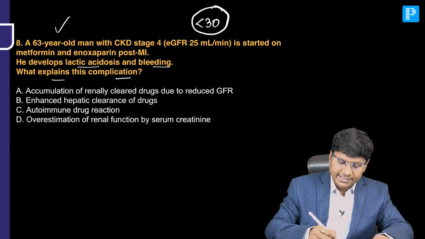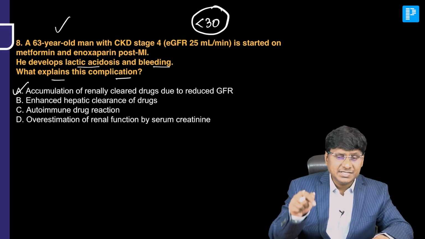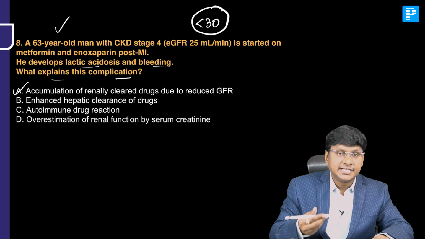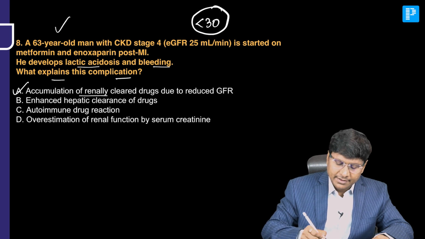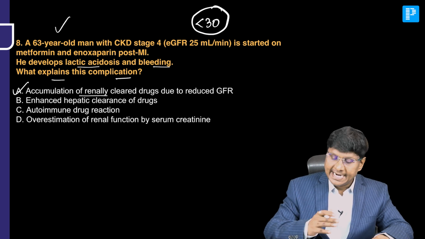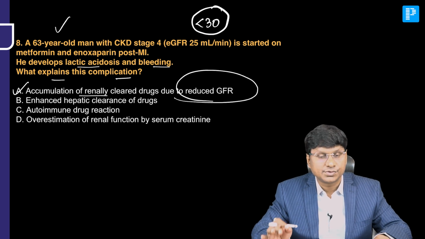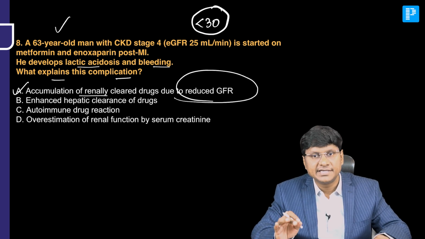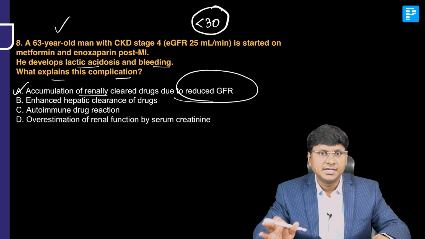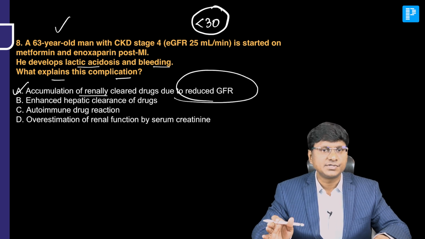And what is the cause of lactic acidosis here? Because there is GFR of 25, this metformin is accumulated in the kidneys and it is not cleared. And that is what is responsible for the development of lactic acidosis. So, accumulation of renally cleared drugs due to reduced GFR. This is what is responsible for lactic acidosis in this patient.